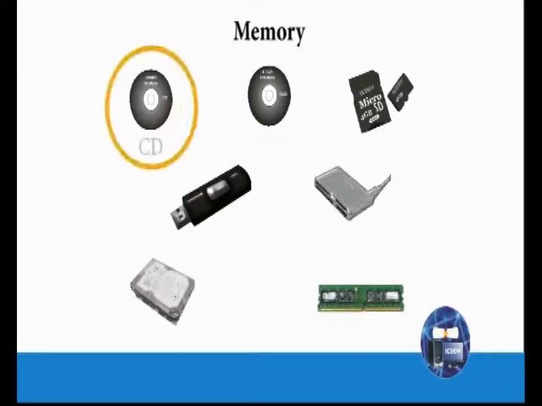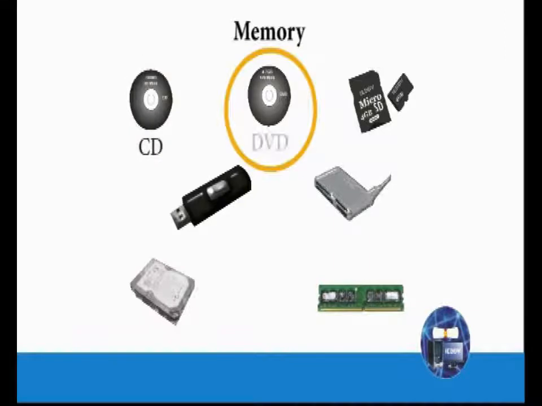Let's start with CD. CD stores up to 700 megabytes of resources, usually files. It is used to save or transfer files between computers or other devices. DVD. DVD stores up to 4.7 gigabytes of resources. We have different types of DVD with different higher storage capacity. It stores and plays better quality video and audio files.